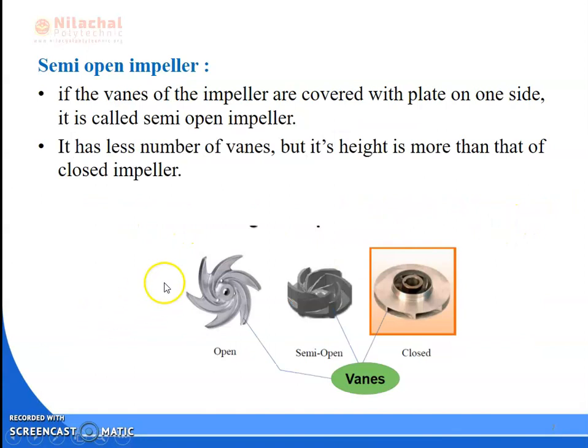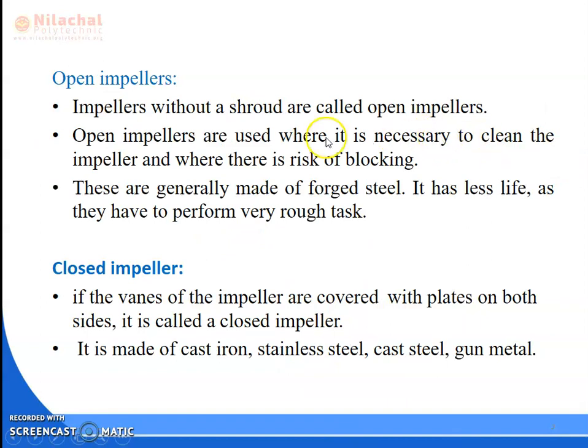See the open impeller, there is no hub here. This impeller has backward curved vanes. This impeller is known as an open impeller, which you use where it is necessary to clean the impeller. Then we will discuss the closed impeller.